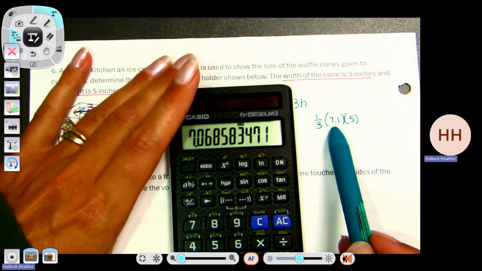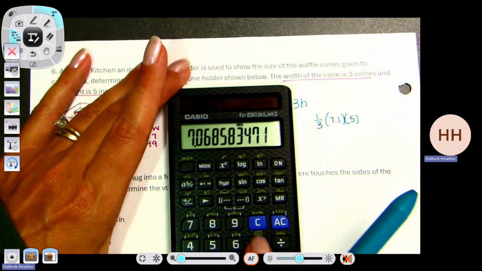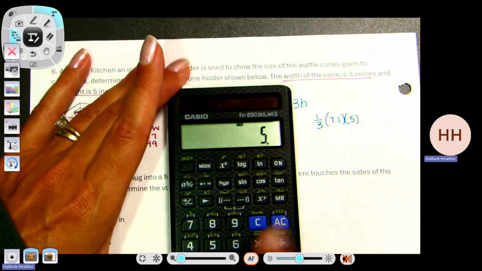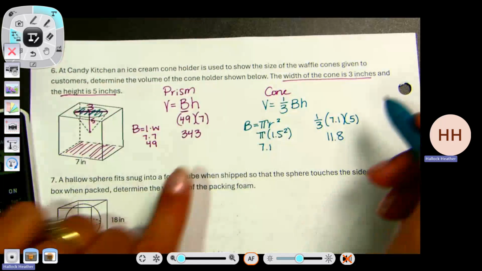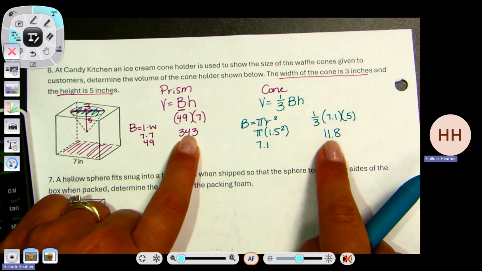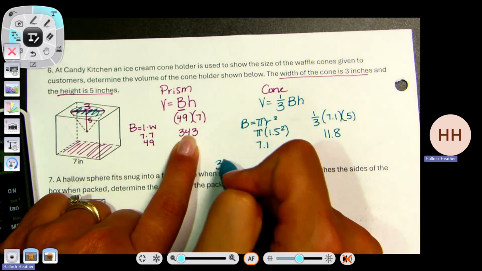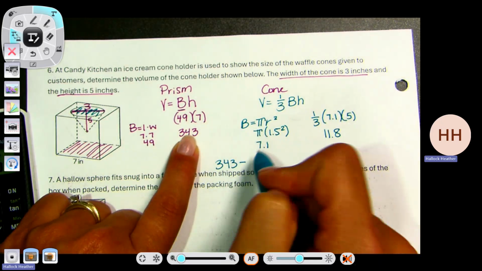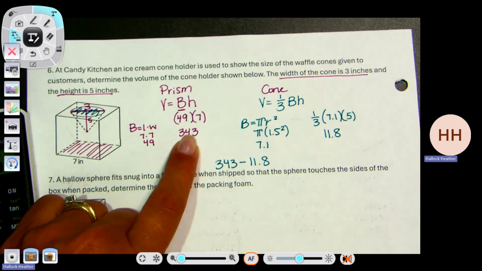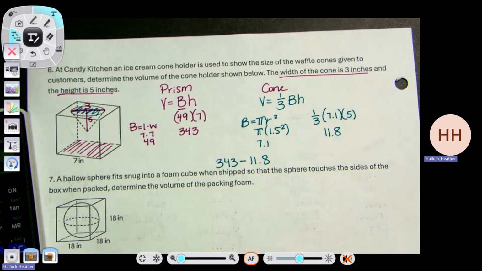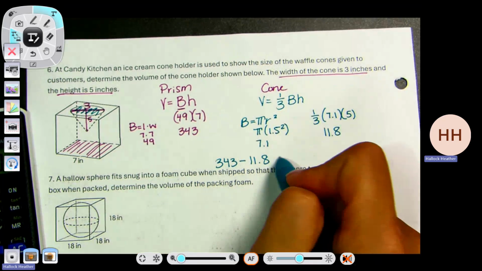So I'm taking my big B, which is 7.1. I'm multiplying by 5, which is my height. I'm multiplying by 1/3 using the fraction button, which is 11.8. What am I doing with these two numbers? Subtracting, because I want to know the difference between them, because there is not a cone on top, like a happy face cone, like a party hat on the top. It's inside the box. So I'm subtracting because there's a difference between them. So if I subtract those two numbers, what do we get?